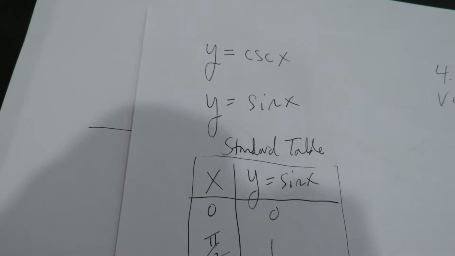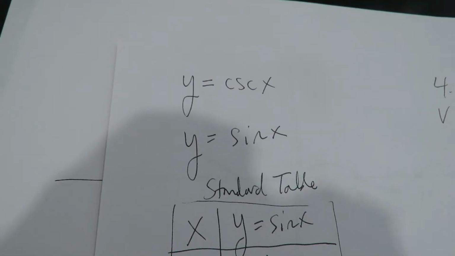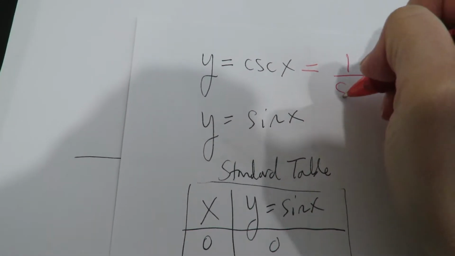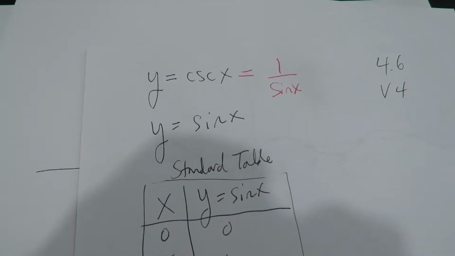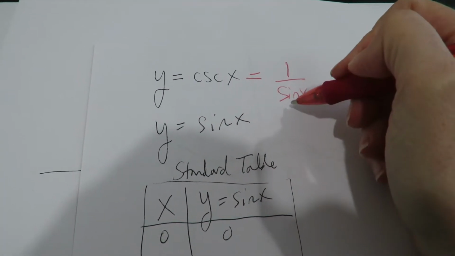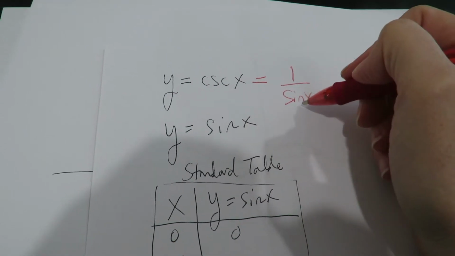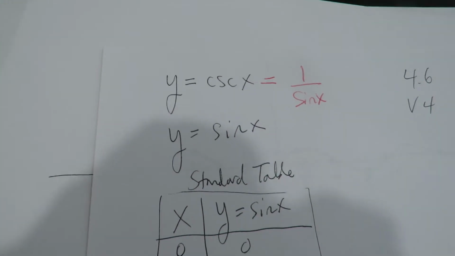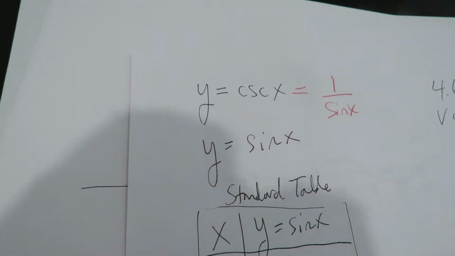Okay, this is how you handle it next. The cosecant function is the reciprocal of the sine function, right? So they're inversely proportional, right? They're opposites. If the sine is small, the cosecant is big. If the sine is big, the cosecant is small. They're inversely related.